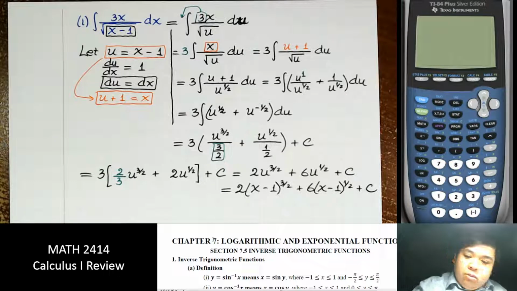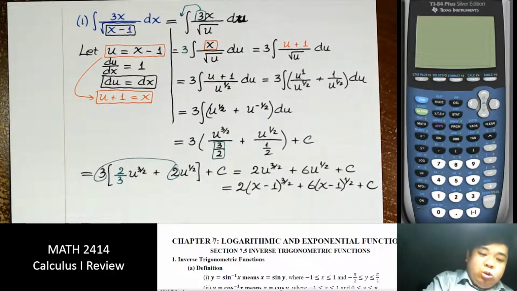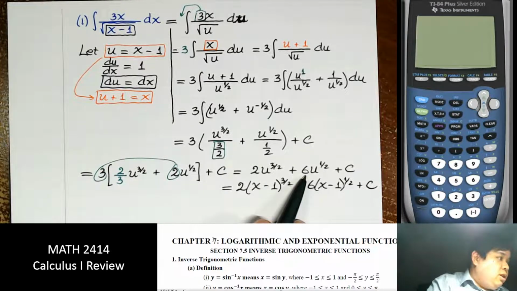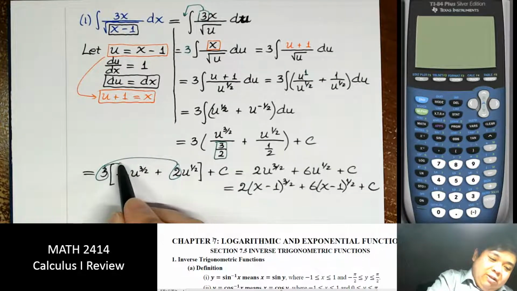Oh, the 6u is the 3 distributed to the 2. So 3 times 2, that's going to be 6. And then the 3 times 1 half is 2.